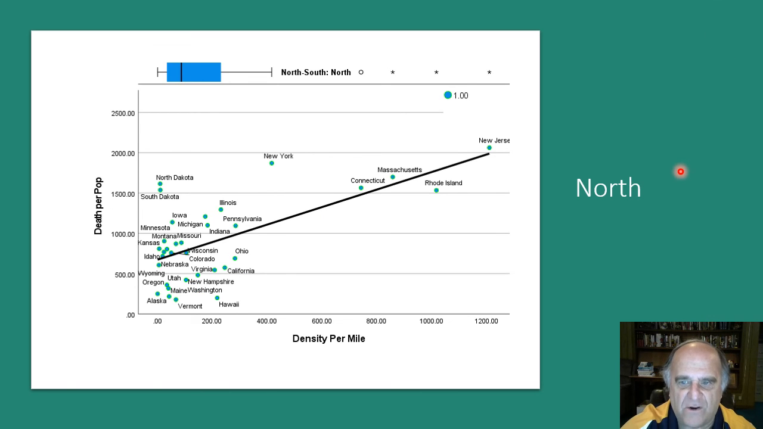And then this is the north, and you can see for the north, it's not all that clear, because the data is a little messy, as data always is, but there's a pretty clear, strong correlation between density per mile and COVID deaths. And you can see that illustrated here. For the north, as density per mile goes up, COVID deaths go up.